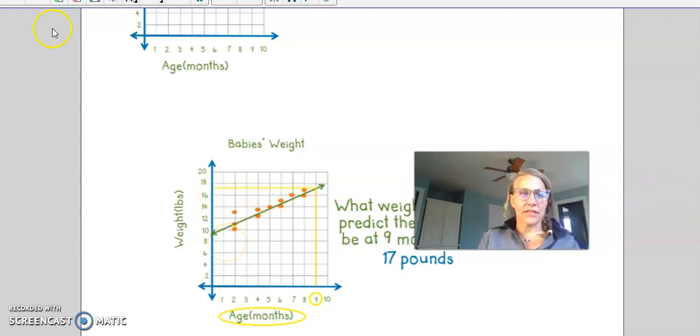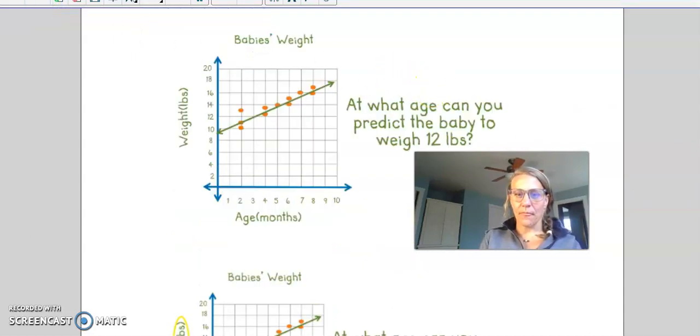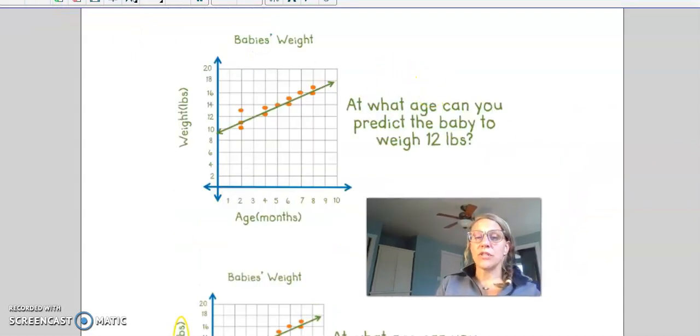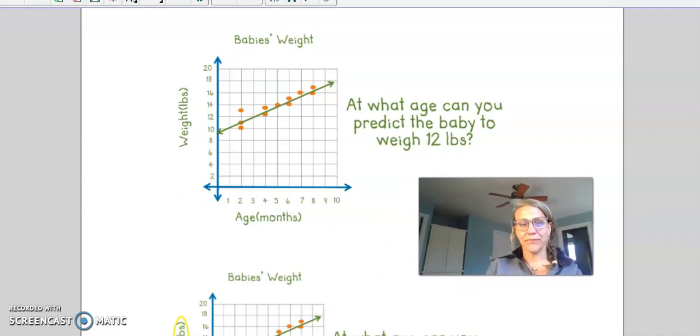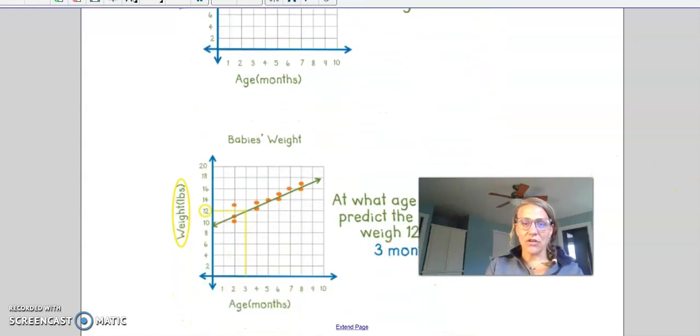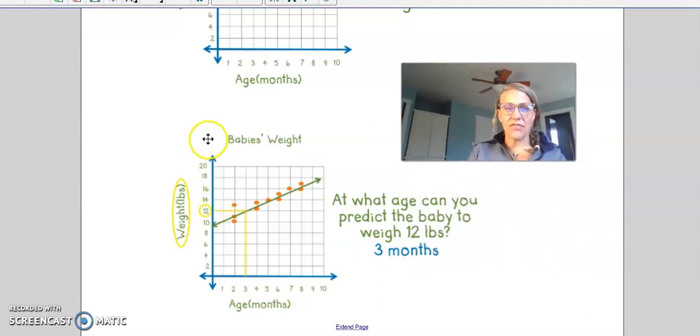Okay, let's go ahead and do another one. At what age can you predict the baby to weigh 12 pounds? Go ahead and answer that question now. All right, to get that answer, we would do the opposite. We would find the 12 pounds along the y-axis, go over to our line of best fit, and go down, and we would find approximately 3 months old. Notice these predictions should be pretty good because these points are all very close to our line of best fit, so we should be getting fairly good predictions.